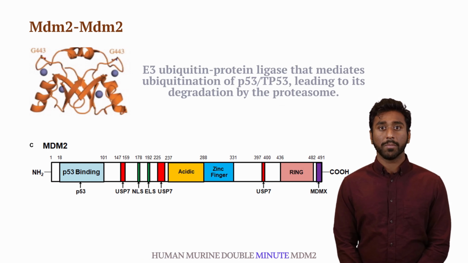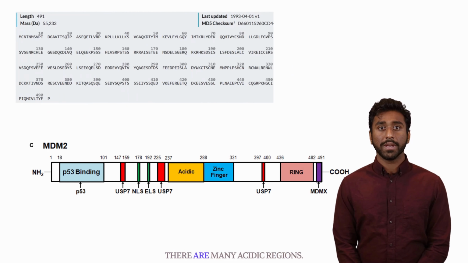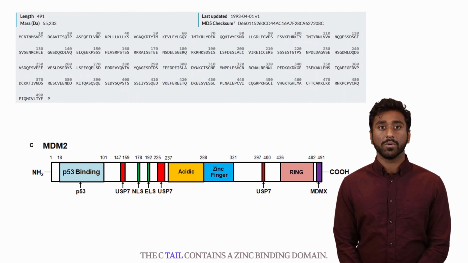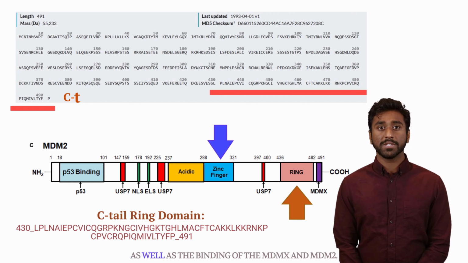Human murine Mdm2, Mdm2, is a 491 amino acid long phosphoprotein. In the central part of the protein there are many acidic regions. The C-tail contains a zinc-binding domain. This part of the protein interacts with a variety of regulatory factors as well as multiple ribosomal or nucleolar proteins. The C-terminus also contains a ring domain that has been shown to be responsible for the E3 ubiquitin ligase activity, as well as the binding of the Mdm2 and Mdm2.